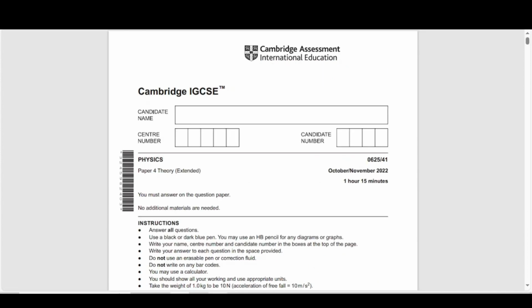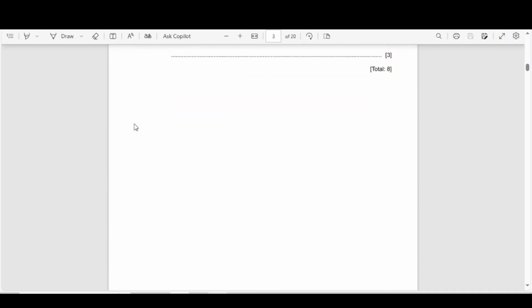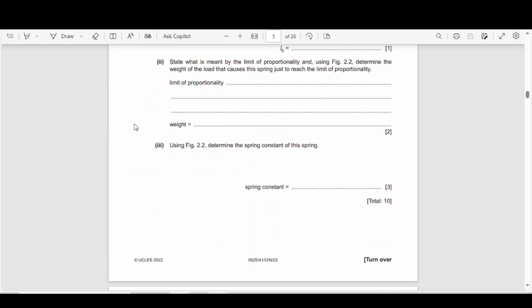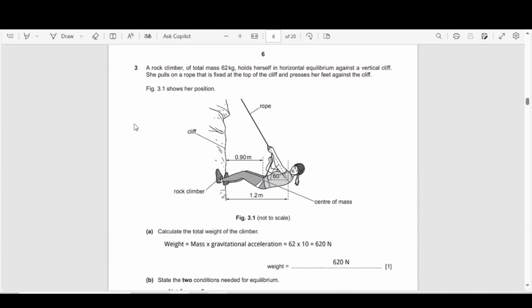So the next paper we're going to look at is October-November 2022, variant 4.1. So in this paper, this is the question that is going to involve moments. It's also going to involve some concepts around force.